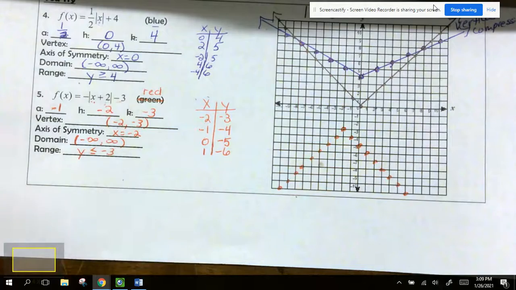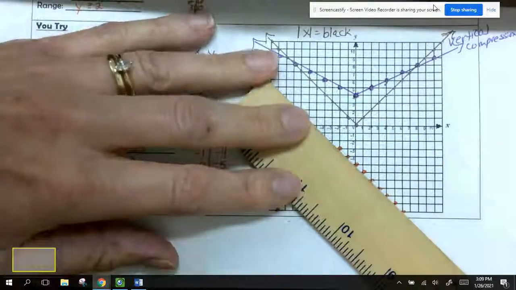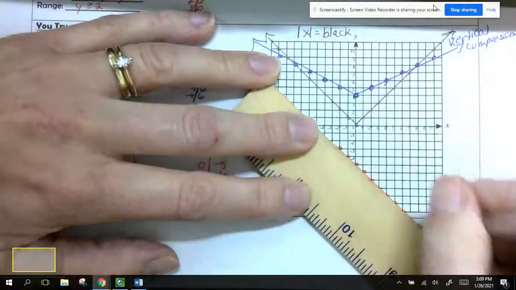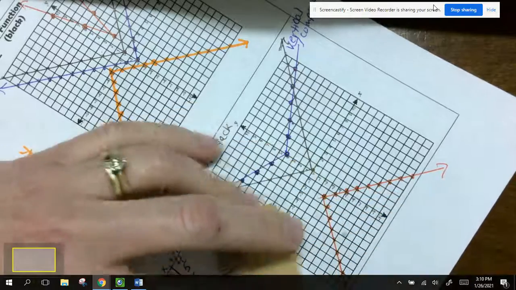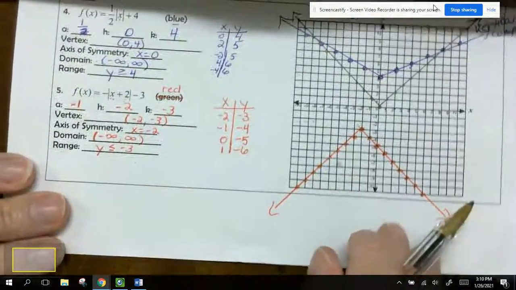Okay? So you should have a graph that looked something like this. Okay? Should look something like that.